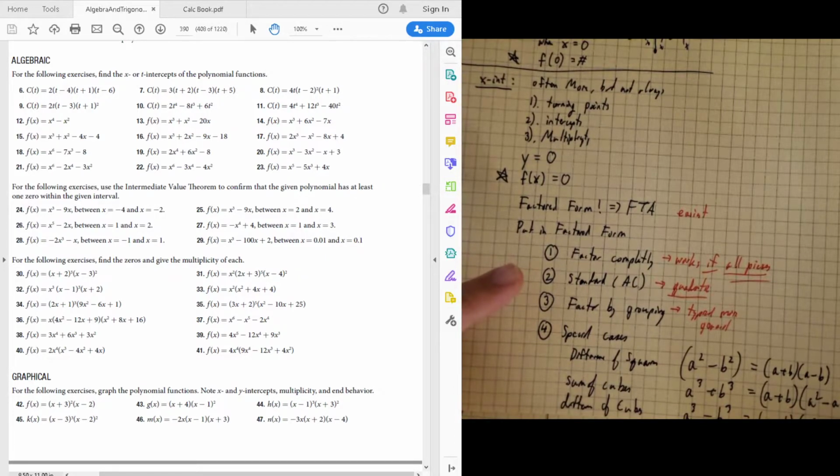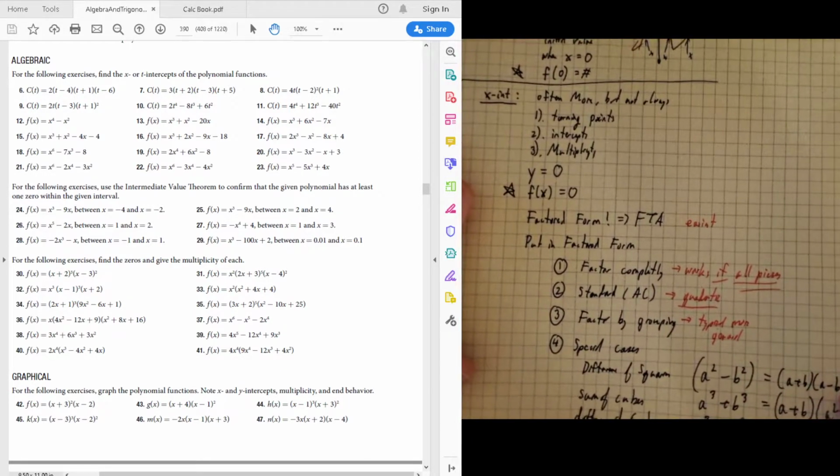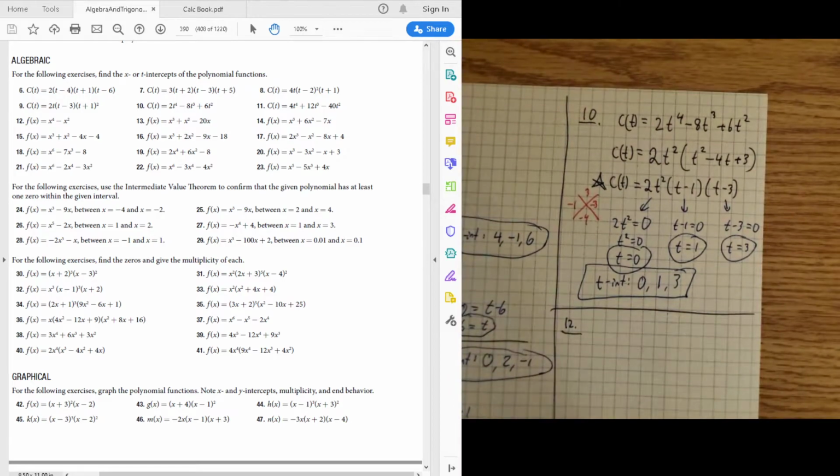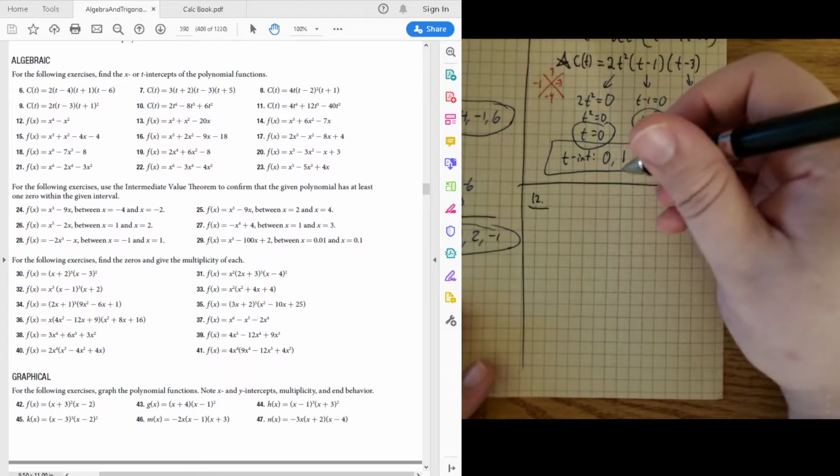Is it a quadratic? Maybe I should group things together and see how they solve. For each problem, it is important to go through those basic steps and see how they're done. Let's look at number 12 now. Number 12 and number 10 are very similar, so let's take a look.